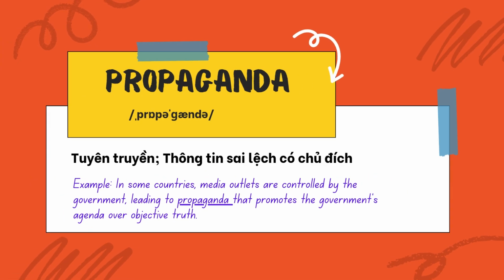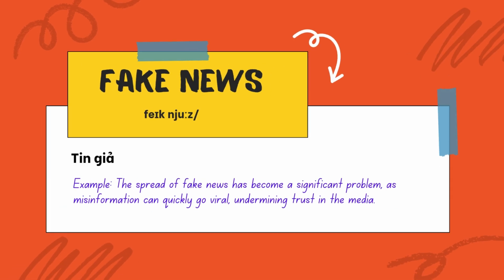Propaganda, example. In some countries, media outlets are controlled by the government, leading to propaganda that promotes the government's agenda over objective truth. Fake news, example. The spread of fake news has become a significant problem, as misinformation can quickly go viral, undermining trust in the media.